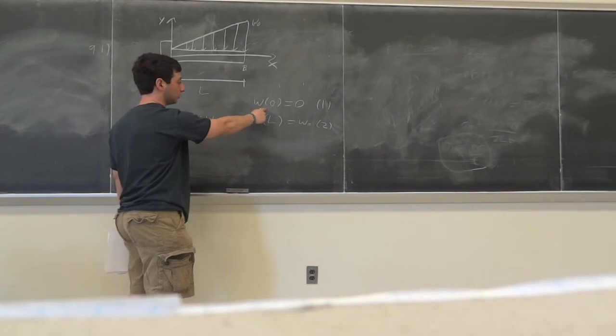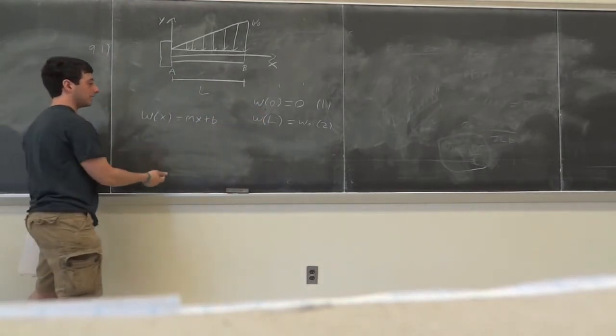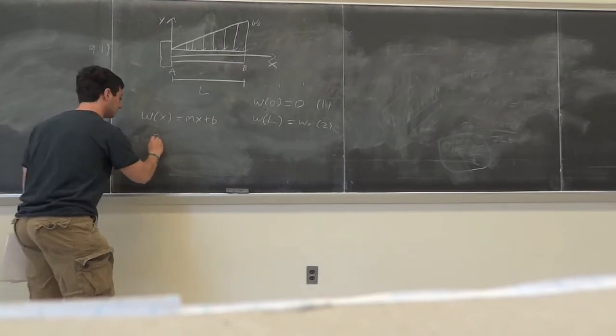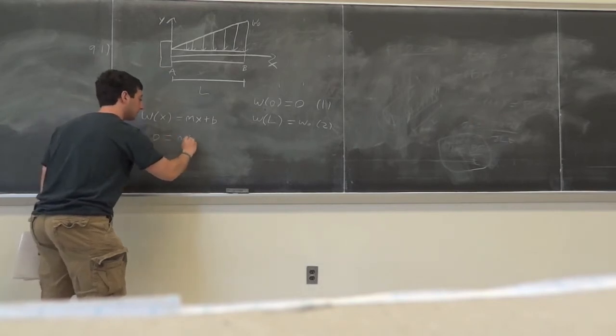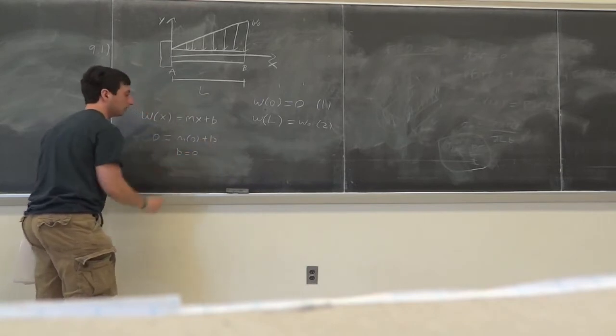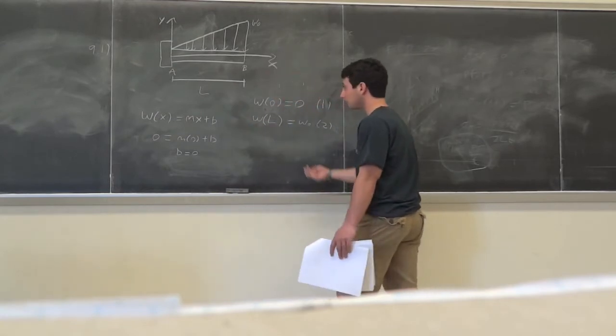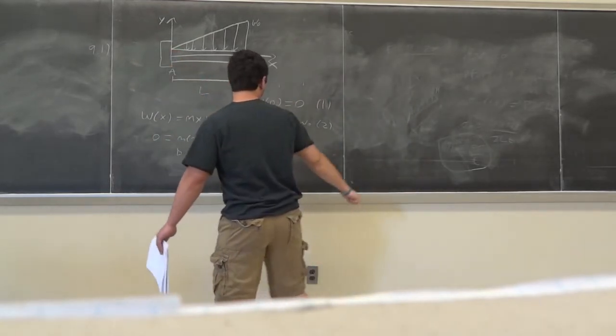With the first condition, what is this going to give you when you plug it into the equation of the line? B equals 0, because you have 0 is equal to m times 0 plus b. So B is equal to 0, so there's no B term. And we would expect that.